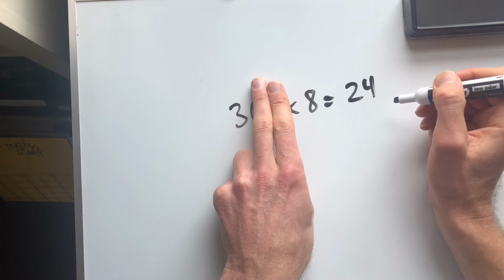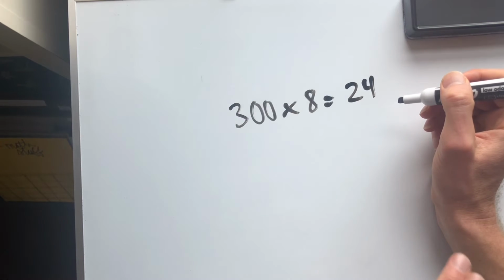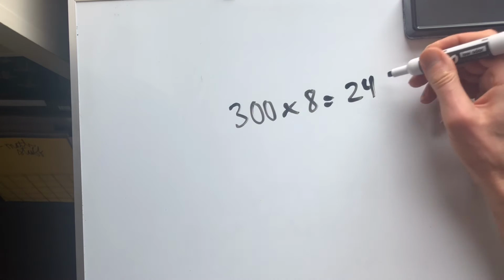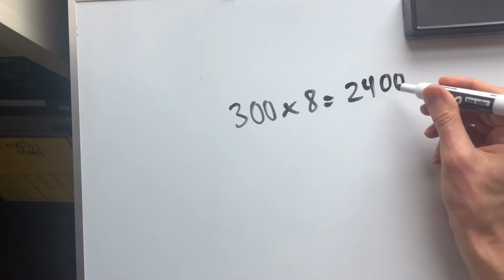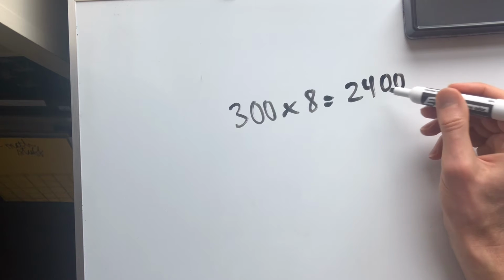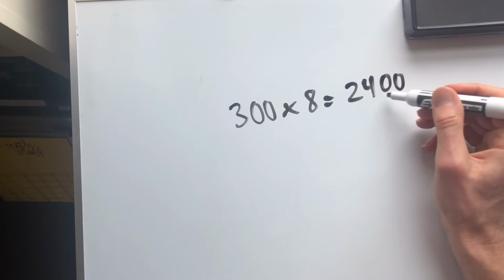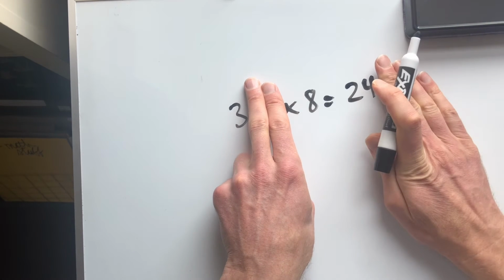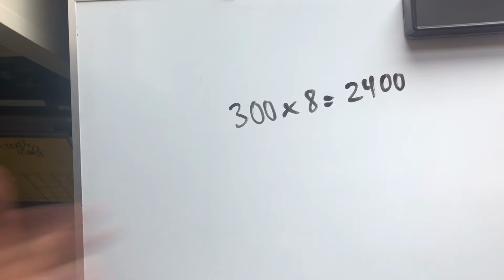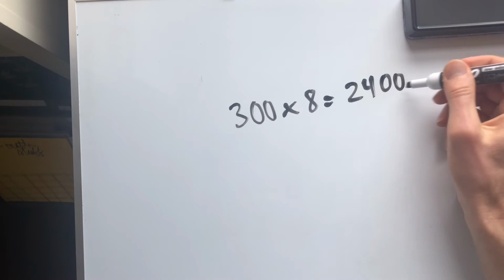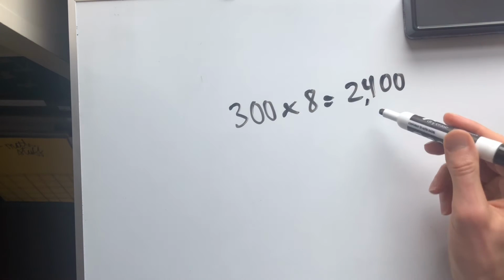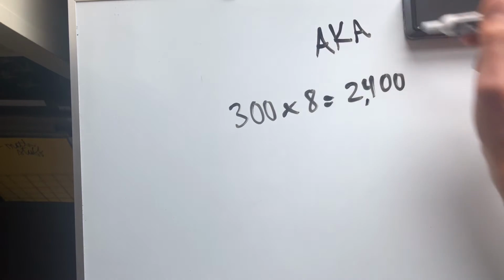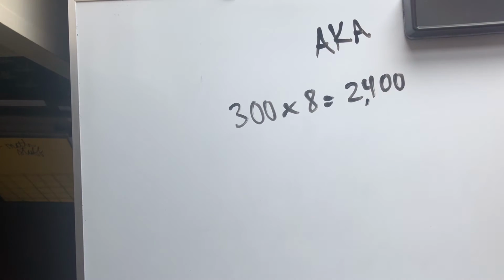And then, how many zeros did I cover up? 2. So I need to write those 2 down, because I'm not talking about 3, I'm talking about 300. So I need to write 3 hundreds. Hundreds means 2 zeros. So it's going to be 2400. 3 times 8 was 24, but 300 times 8 is 2400. And then, if you put the comma in the right spot, it's also known as, AKA, which means also known as, 2,400.